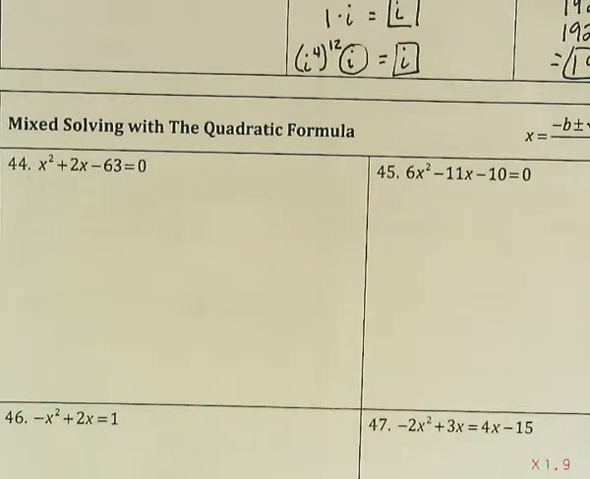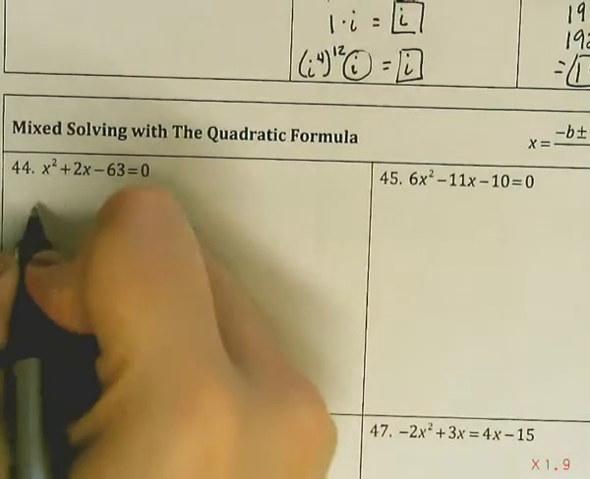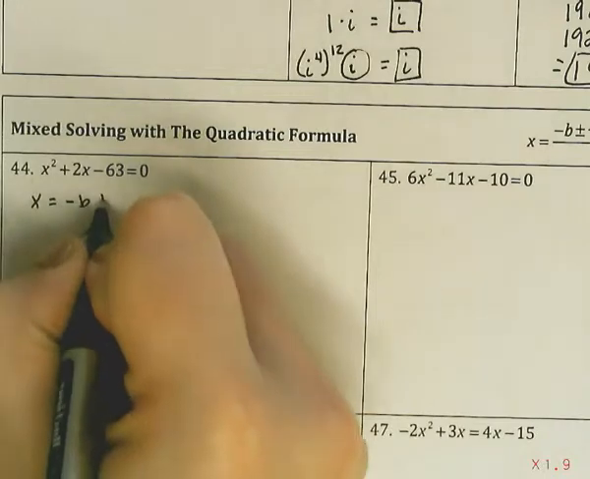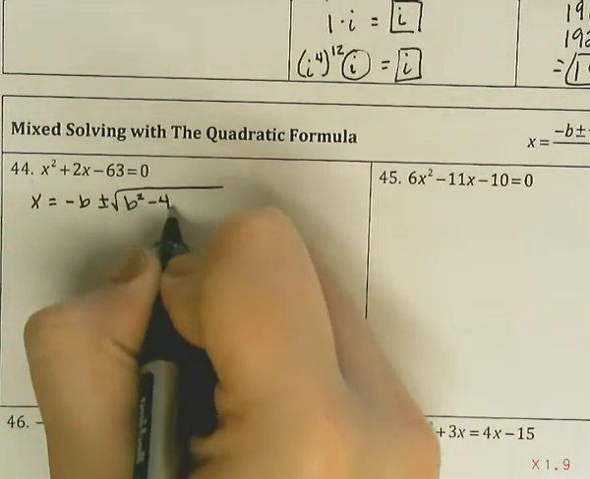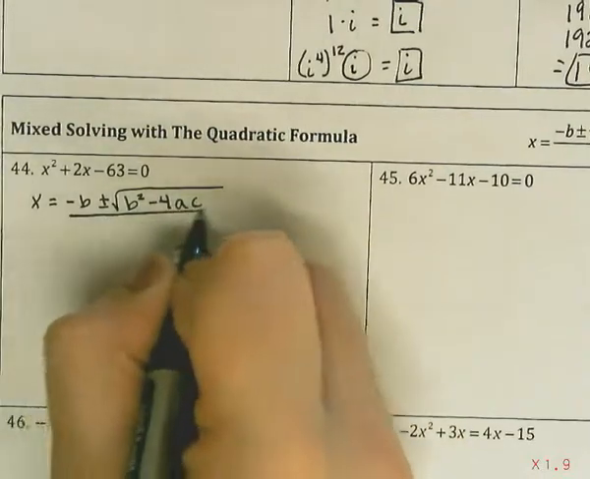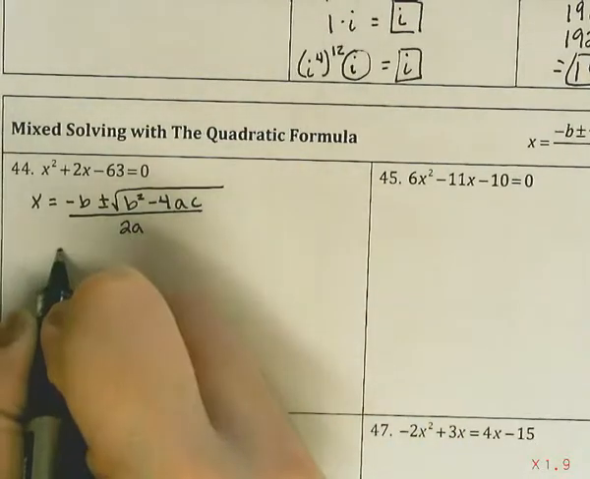This video will cover numbers 44 through 47. We've all seen the quadratic formula before. We're not all happy with it. So x equals negative b plus or minus the square root b squared minus 4ac all over 2a.